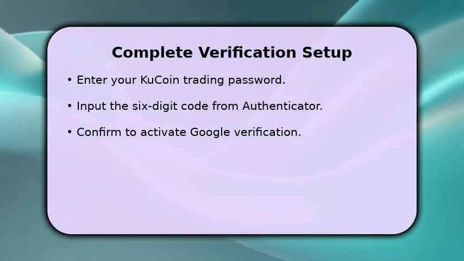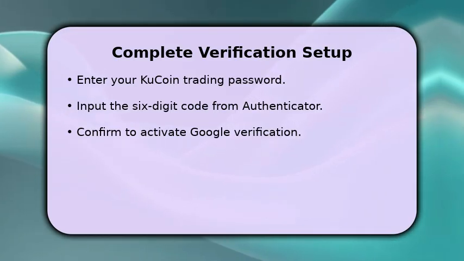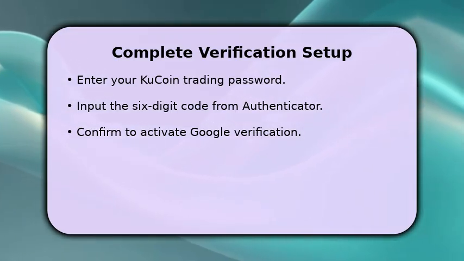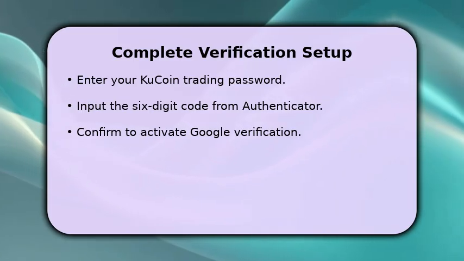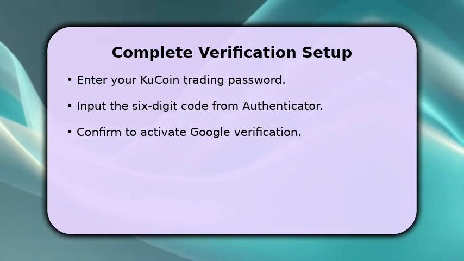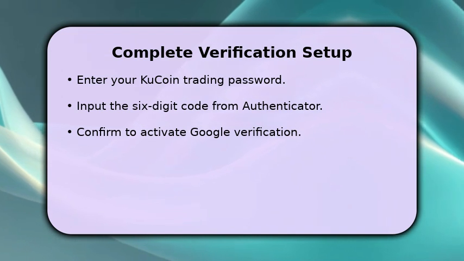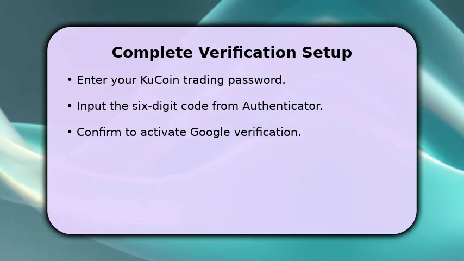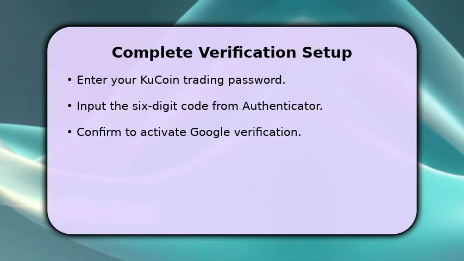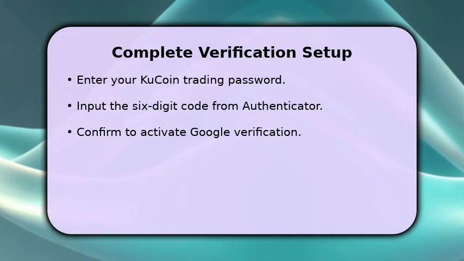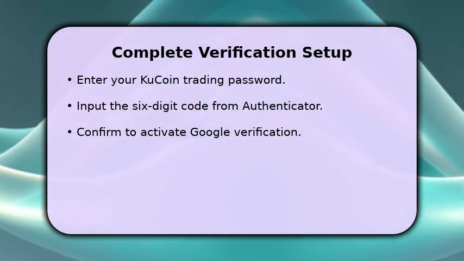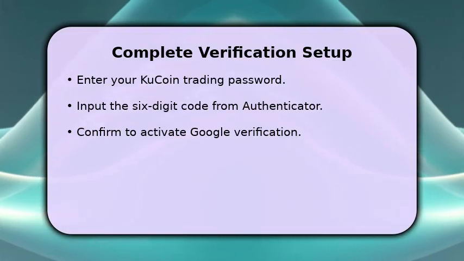Finally, to complete the setup, return to the KuCoin page. You will need to enter your KuCoin trading password in the designated field. Immediately below that, input the 6-digit verification code generated by your Google Authenticator app. This code changes every 30 seconds, so be quick. Click Confirm to activate Google verification, adding a robust layer of security to your account.